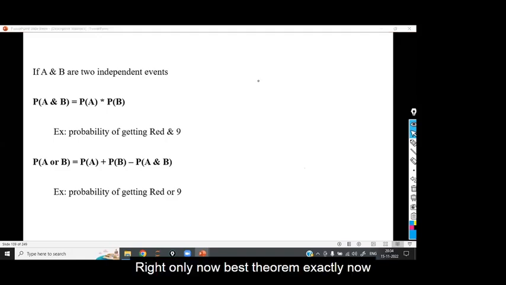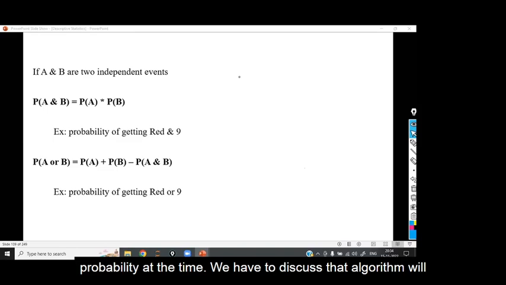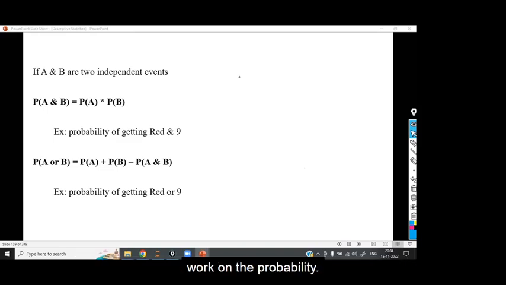Right? Only Naive Bayes theorem, exactly. Naive Bayes theorem is there. That will work based on probability. At that time, we have to discuss that algorithm working on probability. Is that clear, guys?